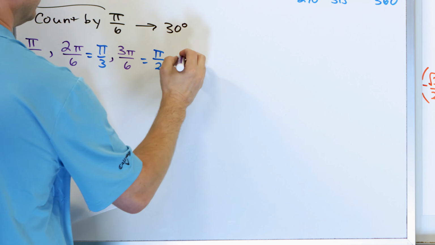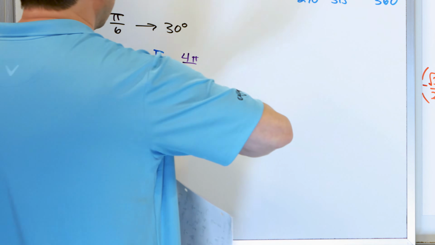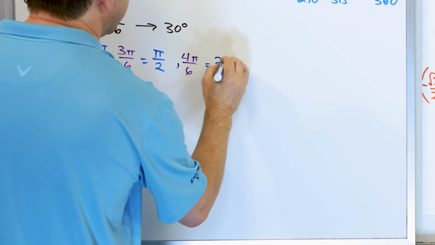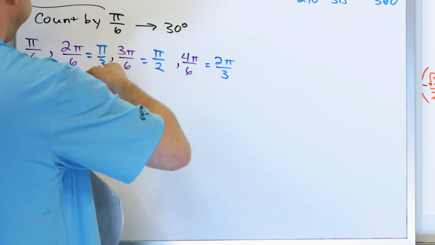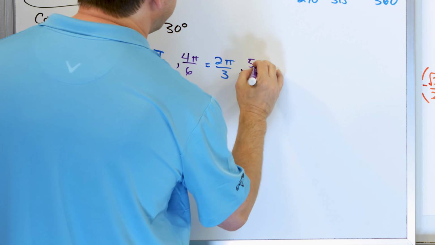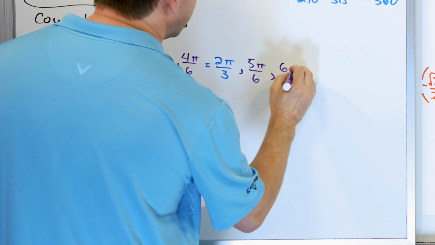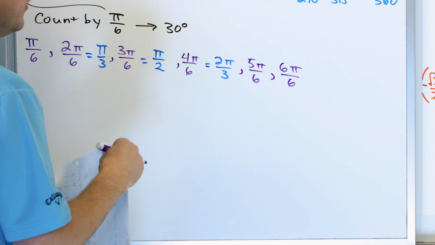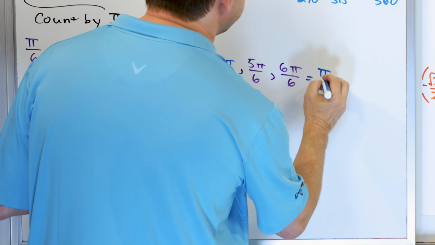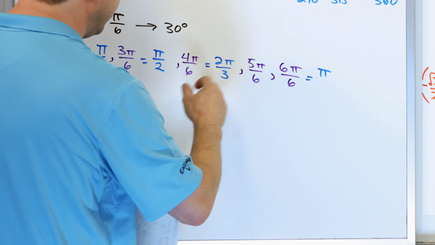So after 3 pi over 6, we have 4 pi over 6. What does this reduce to? When you divide by 2, you'll get 2 pi over 3. Okay, so that's 4 pi over 6. Then you have 5 pi over 6. This doesn't reduce anymore. Then you have 6 pi over 6, which reduces, with the 6's canceling, to pi. So you just count by pi's over 6, but some of these things reduce in terms of where they're at.